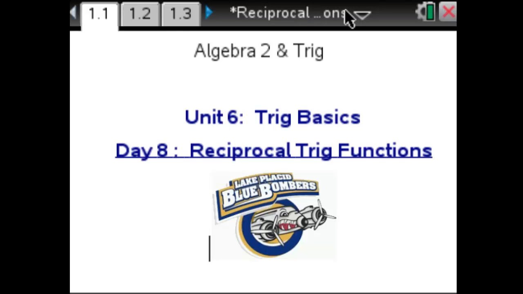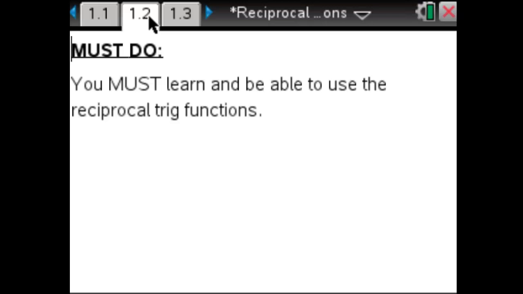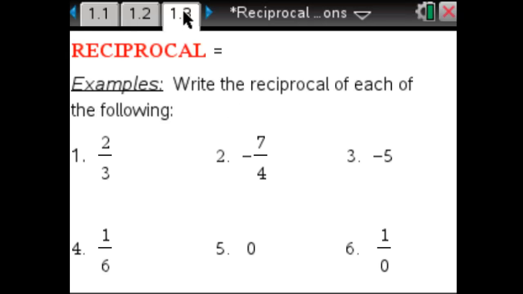Hey again, everybody. Today we're going to talk about reciprocal trig functions. So let's get right to it. On page 1-2, we have a must do and should do section this time. And so we'll start with must.